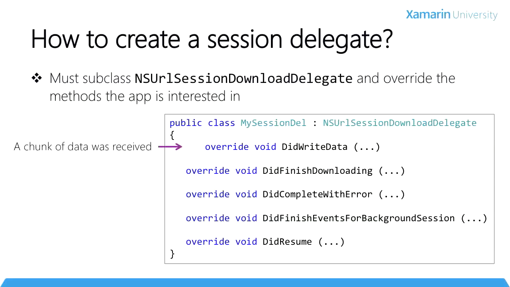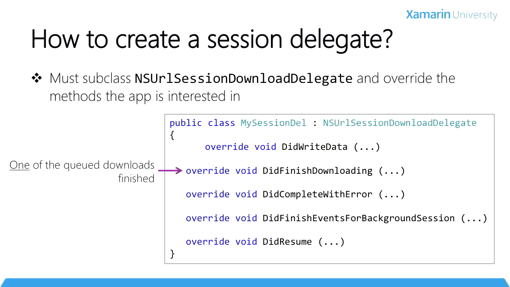For instance, we have here DidWriteData. Whenever a chunk of data was received from the server, this is going to be called. Then we have DidFinishDownloading. If we enqueue multiple downloads into our session, we get informed if one of the downloads has finished. DidCompleteWithError is a bit misleading. If you look at it, you might assume that it's going to be called if there was an error. Well, while this is true, it is also called if there wasn't an error. This method comes with an NSError parameter, and only if that is not null, then really an error happened.